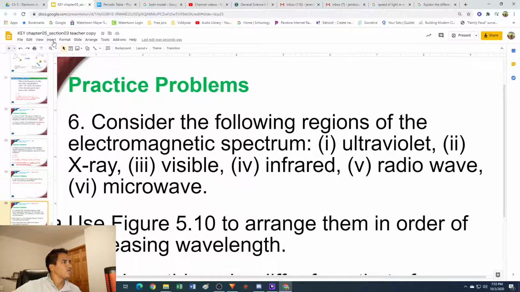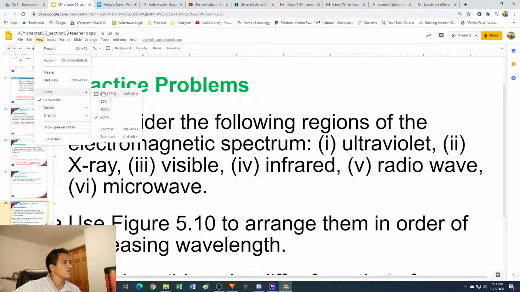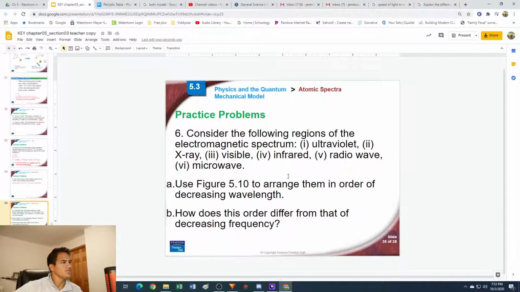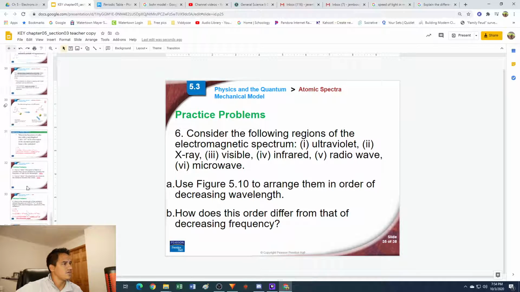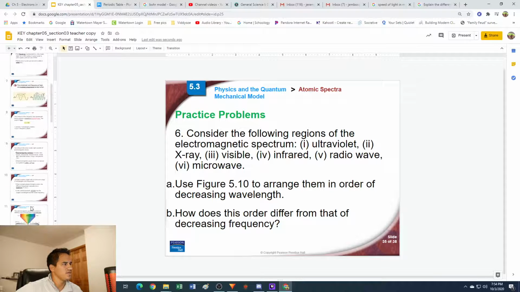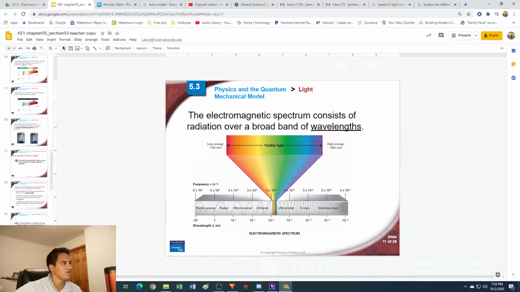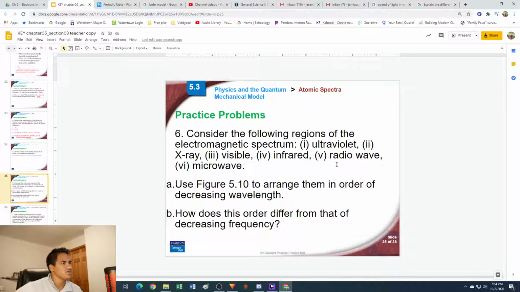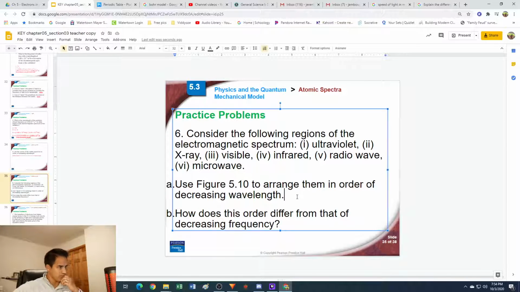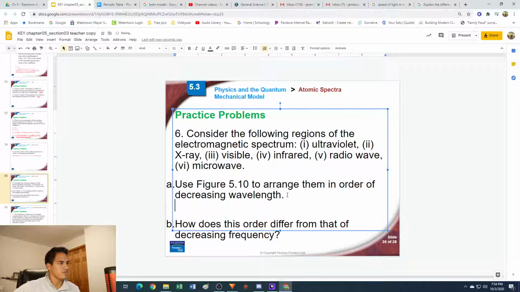All right, number 6. Let's zoom back out again. Consider the following regions of the electromagnetic spectrum. So ultraviolet, X-ray, visible, infrared, radio wave, microwave, okay? Use figure 5.10 to arrange them in order of decreasing wavelength. So I think figure 5.10 is this picture, okay? So we are going to order those in decreasing wavelengths. That means from largest wavelength to smallest wavelength. So let's, again, go look at our picture.